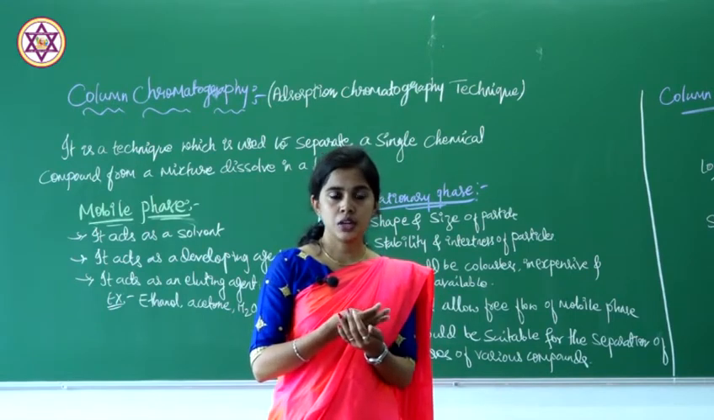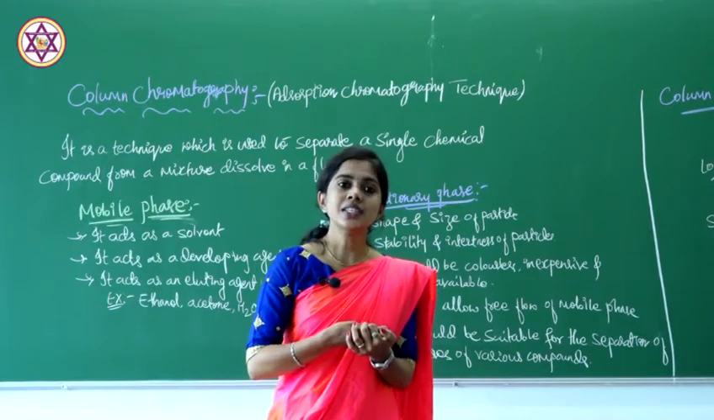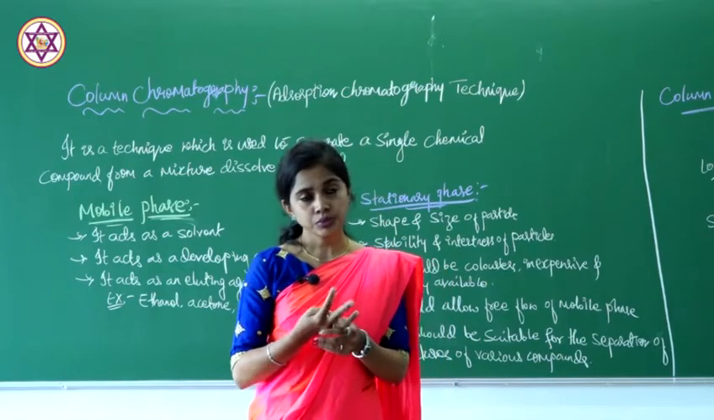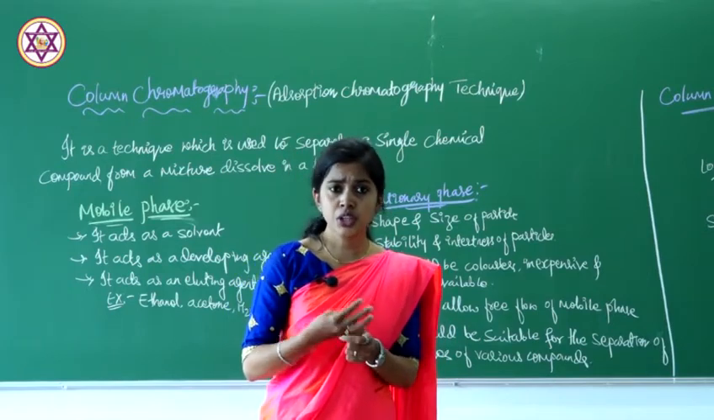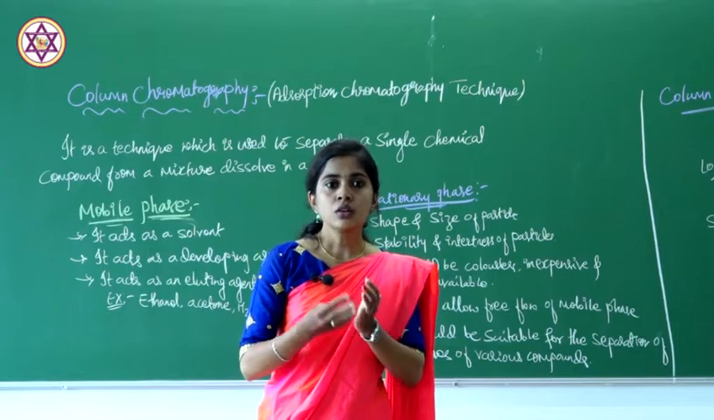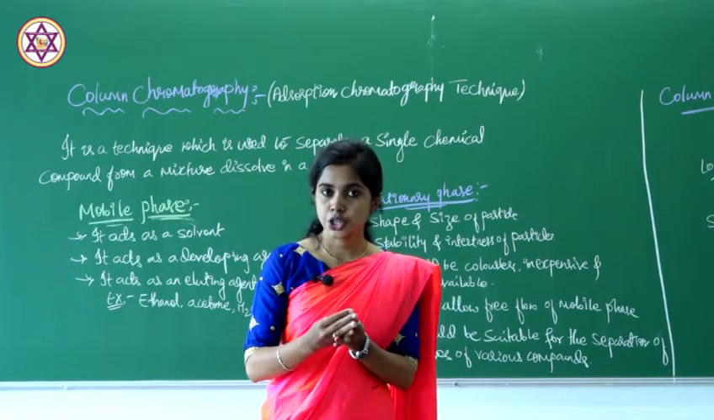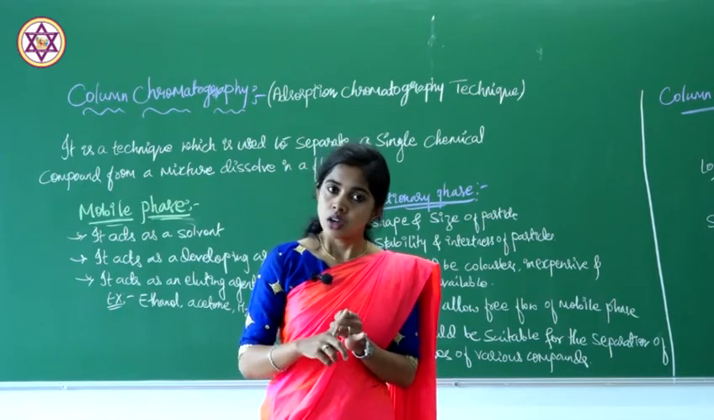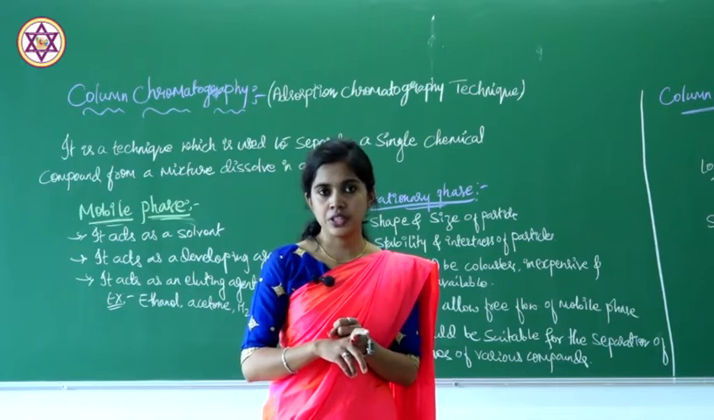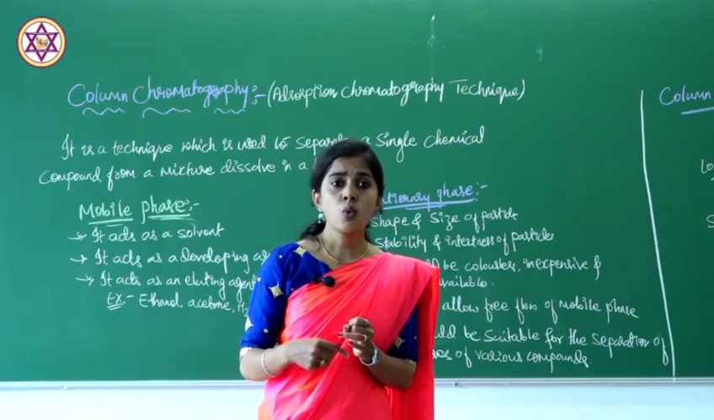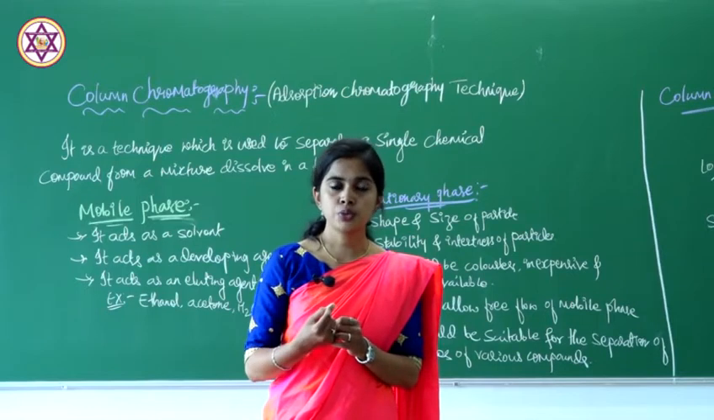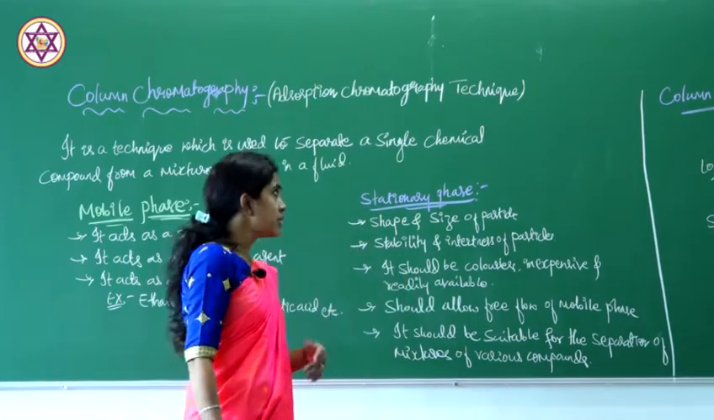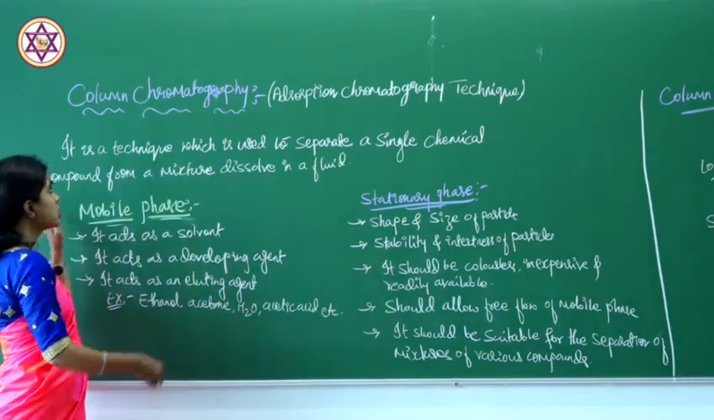As we discussed in paper chromatography and thin layer chromatography, we are going to observe two layers: one is the mobile phase, another is the stationary phase. Here also we have the two phases. Before knowing what kind of stationary phase and mobile phase, we have to know what this technique is. First, we are going to discuss column chromatography.